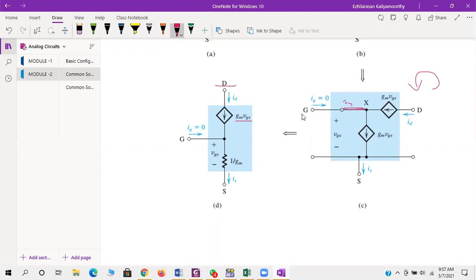Next, there is a point here. This point we are taking as G, that is why IG is equal to 0. Then, from this point is nothing but Vx as per the diagram. Next thing here, we are having the current source gm VGS, right? Already we are having a current source because here the current is flowing. So that is a current, right?